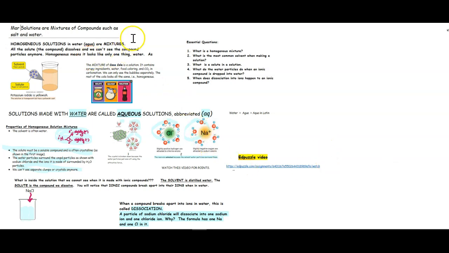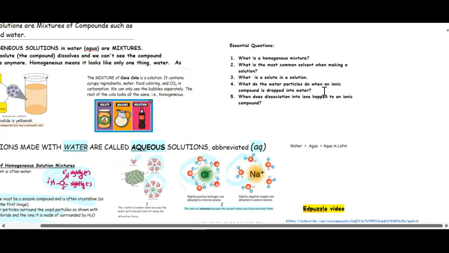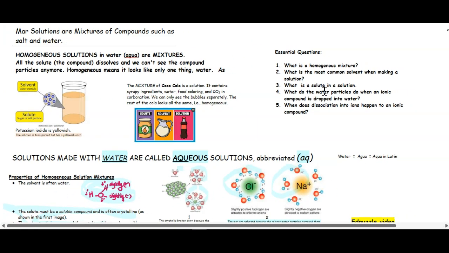Solutions and mixtures of compounds such as salt and water. So, solutions are mixtures. You know how we talk about compounds, atoms, and then there are mixtures of compounds and atoms, or mixtures of compounds, or mixtures of elements. But most of the things that we know and use in the world are complex mixtures. All right, so let's see what this has to say, and you'll find a lot familiar here.